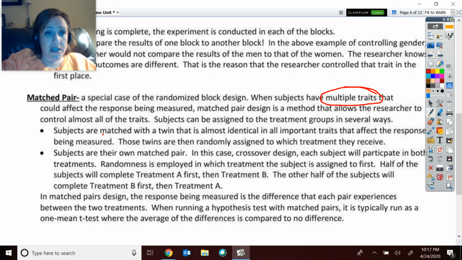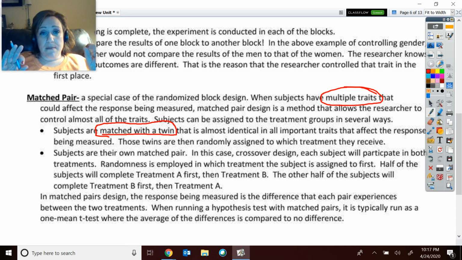You can either be matched with a twin that is almost identical in the important ways that affect the response you are measuring. The important thing about blocking is you are choosing to block by a trait that affects what you are measuring. If we're measuring gas mileage, then the color of the car has nothing to do with that, okay? So that's not a trait that I need to consider controlling, okay? The traits that you want to control are the ones that are going to affect that outcome you are measuring, that response.